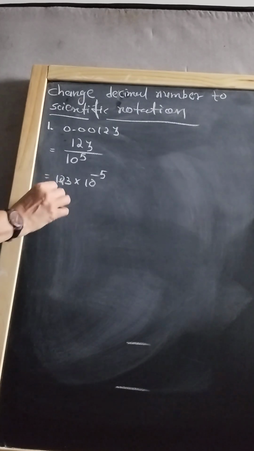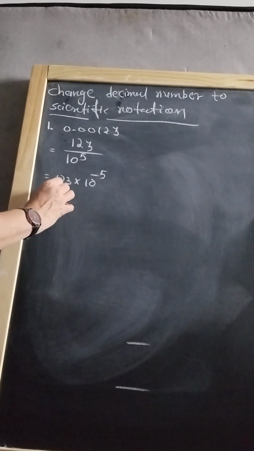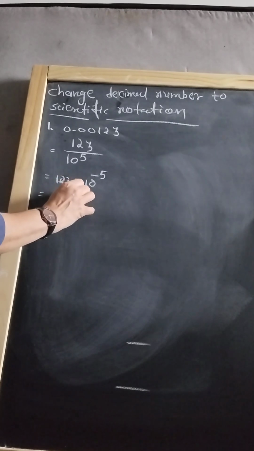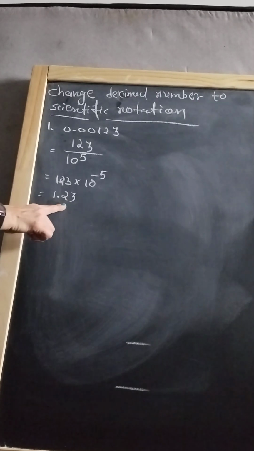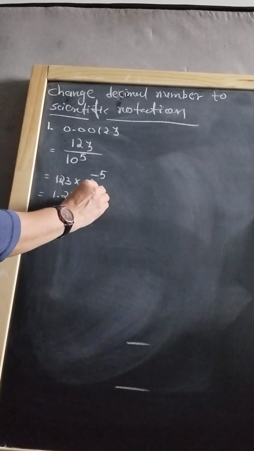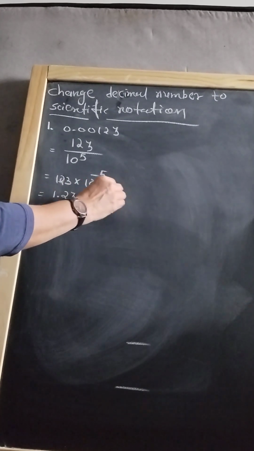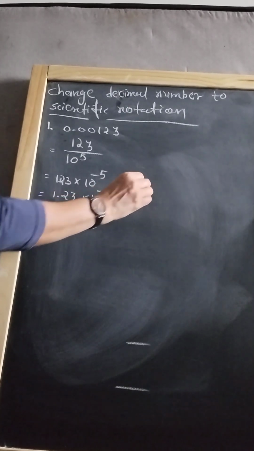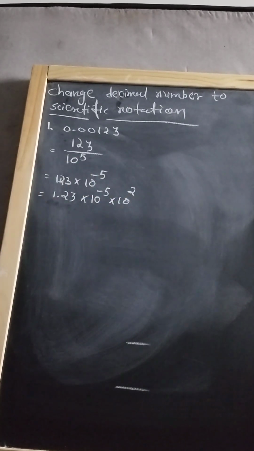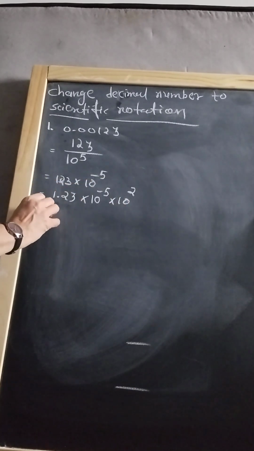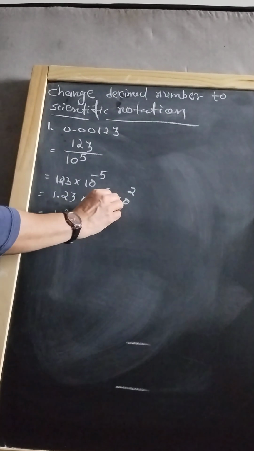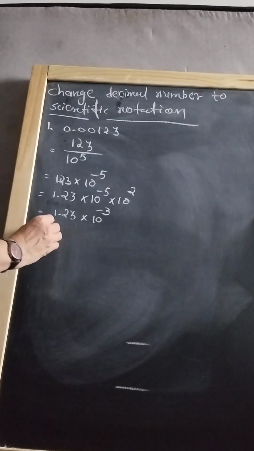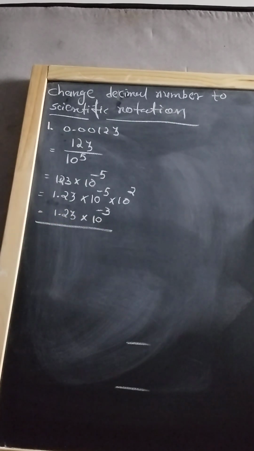But for scientific notation, we must create a coefficient. So the coefficient should be 1.23. After the first digit, we have to put the decimal. So after the decimal, there are 2 digits. That means we have to put 2 zeros, so 10 to the power of 2. Here you can see the bases are equal, so we can add the exponents by the product rule of exponents. So negative 5 plus 2, which is negative 3. So 1.23 times 10 to the power of negative 3. So this is the scientific notation for the decimal number.